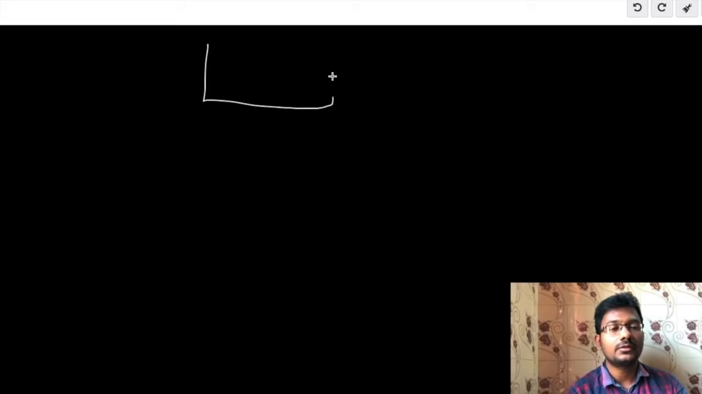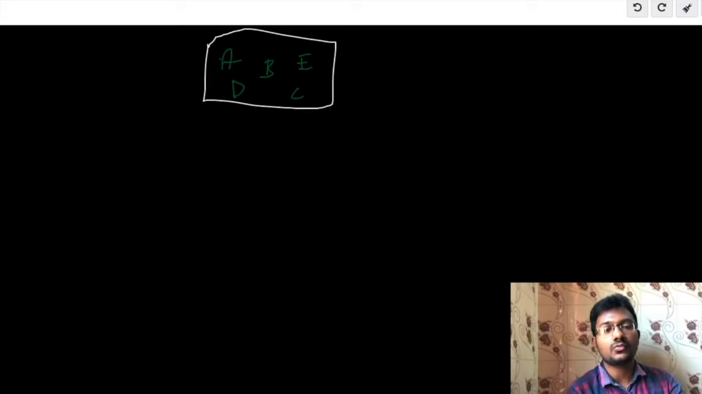For example, these are the people from whom you get calls every day: A, B, C, D and E. These are the people who always call you, and the calls between you and them are very important. So you consider them important persons in your life.